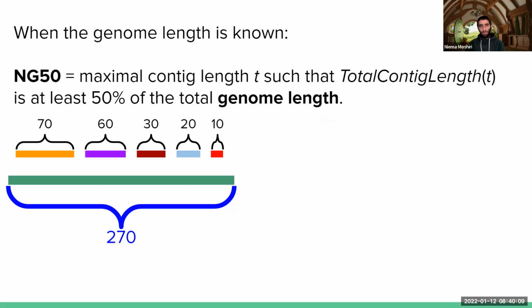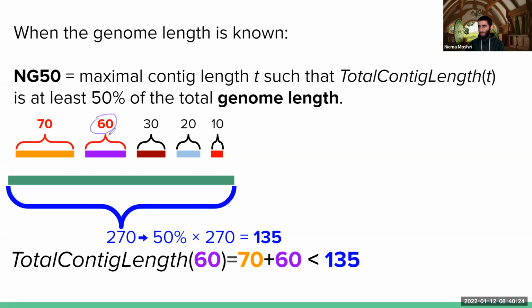I do the exact same thing. 50% of 270 is 135. I'm going to jump forward because we already worked through the first example. The total length of all the contigs with length greater than or equal to 60 is 60 plus 70, which is 130. This is less than 135. I need it to be at least 135, so I'm not done yet.